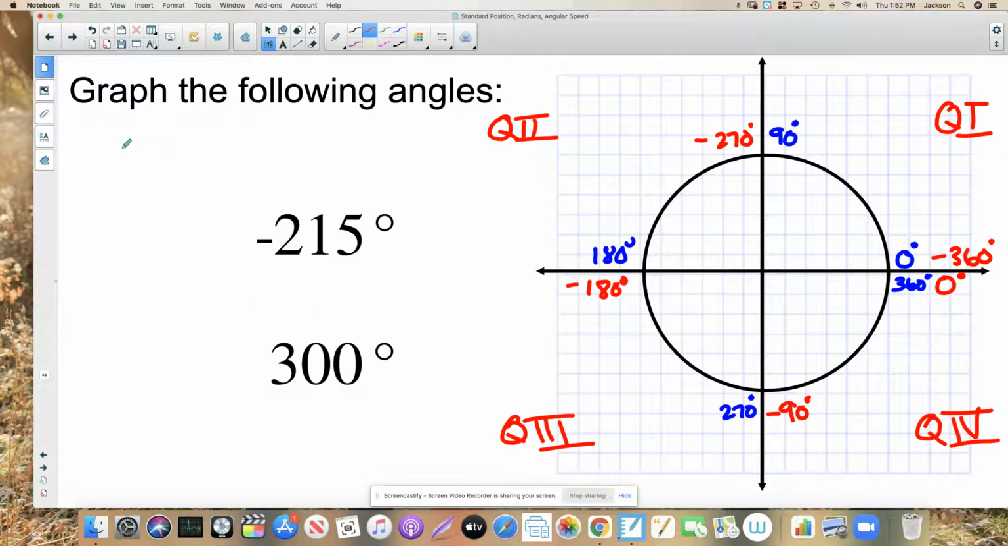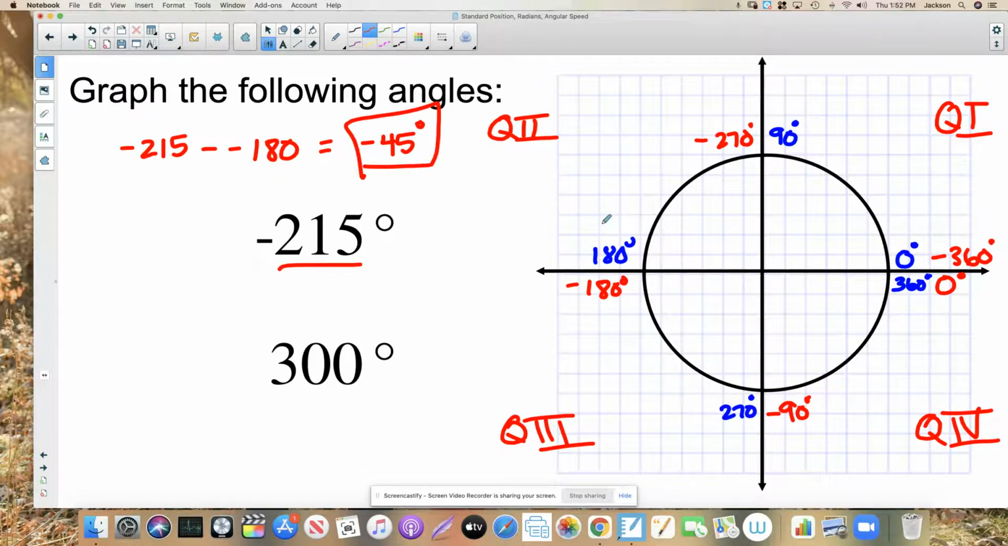If you use negative 215, which is quote unquote bigger than negative 180, and you subtract the negative 180, so in this case you'd be adding 180, you get negative 45 degrees. What that means is this angle is 45 degrees beyond negative 180. It's 45 degrees away from the angle that I was doing the math with. So if you want to use that, this is what we call a reference angle. And I'm going to do this in red just because.